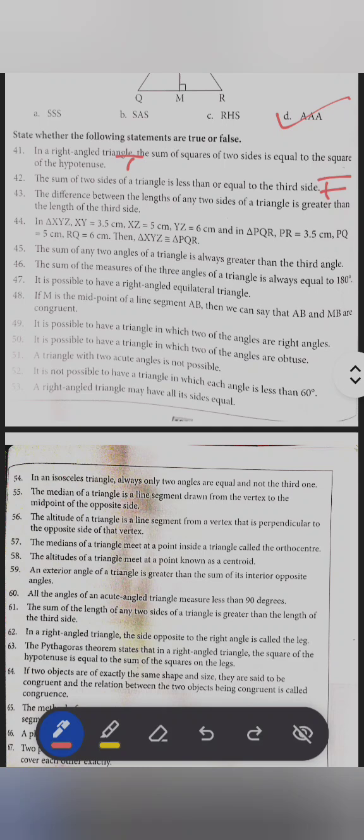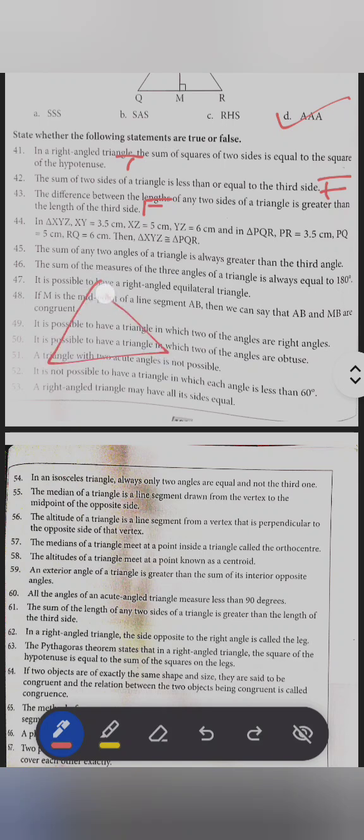The difference between the lengths of any two sides of a triangle is greater than the length of the third side. No, it should be less than the third side. So this one is also false. In triangle XYZ, XY is equal to 3.5 centimeter, XZ is equal to 5 centimeter, YZ is equal to 6 centimeter. And in triangle PQR, PR is equal to 3.5 centimeter, PQ is equal to 5 centimeter, RQ is equal to 6 centimeter. Then triangle XYZ is congruent to triangle PQR.